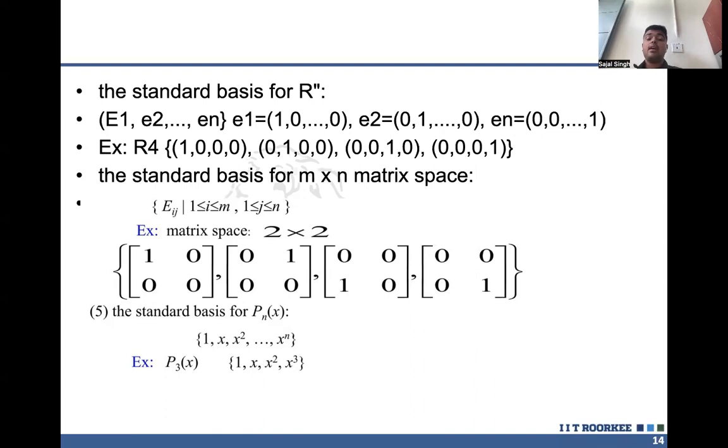The standard example for R4. Let me take the example R4. Here the first component will be 1 and the rest 0. For the next, 0100, 0010, and 0001. Usually it can also be called a diagonal matrix in matrix form. The standard basis for the m by n matrix space is shown in the example. The standard basis for Pn you can see easily. When you combine these matrices, you will easily see what I am trying to explain.